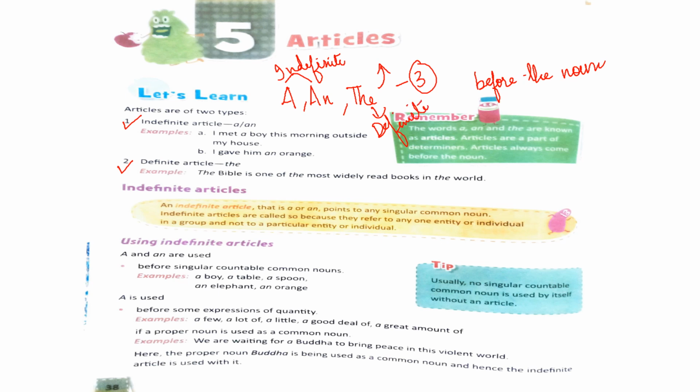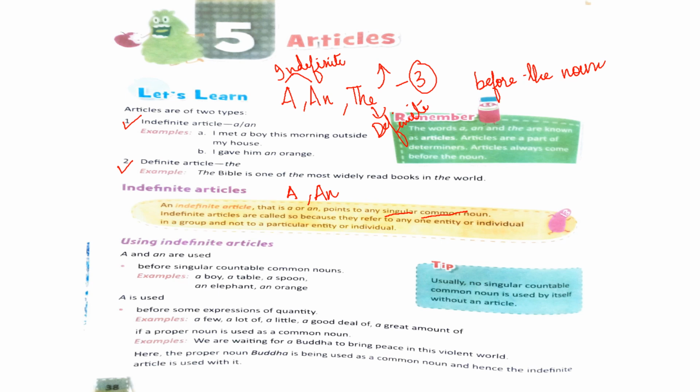Now let's see indefinite articles in detail. An indefinite article, that is a or an, points to any singular common noun. Indefinite articles are called so because they refer to any one entity or individual in a group and not to a particular entity or individual. So indefinite articles, that means a and an, right? They point to any singular common noun. Okay, singular common noun. They should be singular and they should be a common noun.